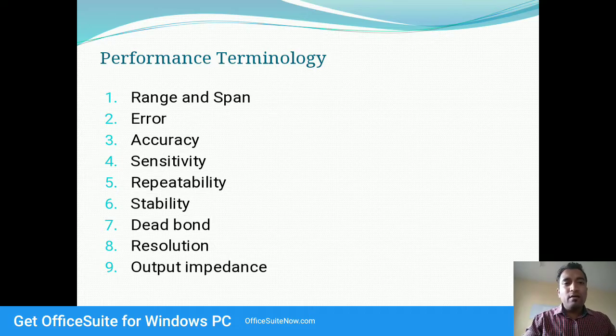Now, stability. Stability can be defined as the ability to give the same output when used to measure a constant input over a period of time. This is called stability. And the next one is dead band. Dead band is the space in the transducer range where it doesn't work.